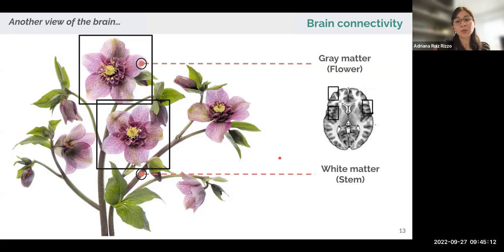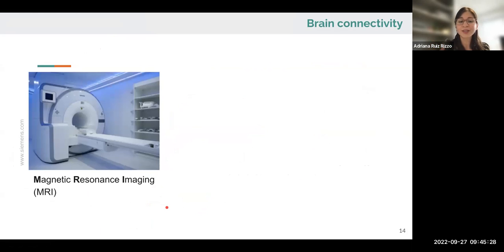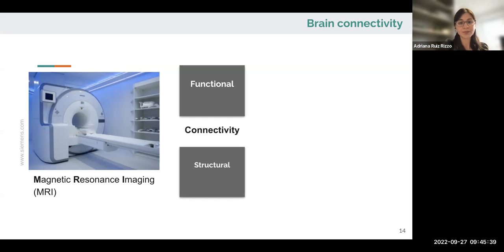So we can study brain connectivity focusing on either the gray matter, so different brain regions, for example, or we can study the white matter, or structural connectivity. In more practical terms, in the real world, one of the methods that we can use to study brain connectivity is magnetic resonance imaging, or MRI.